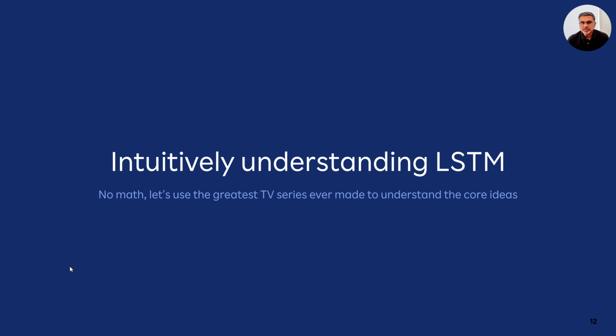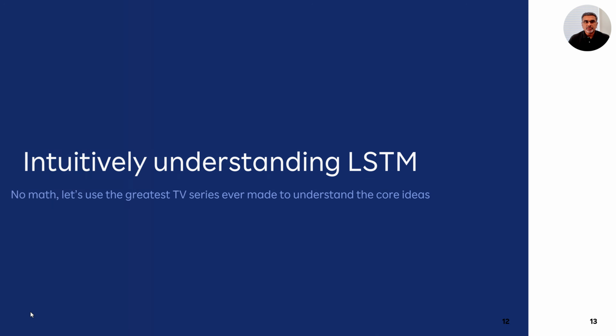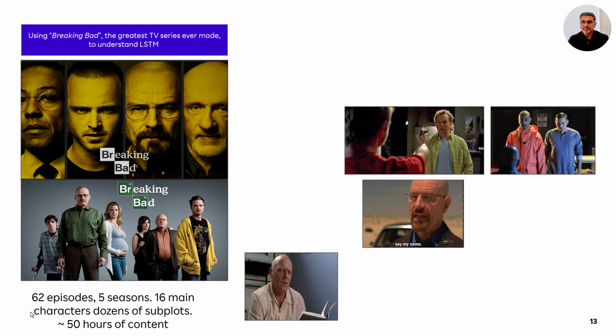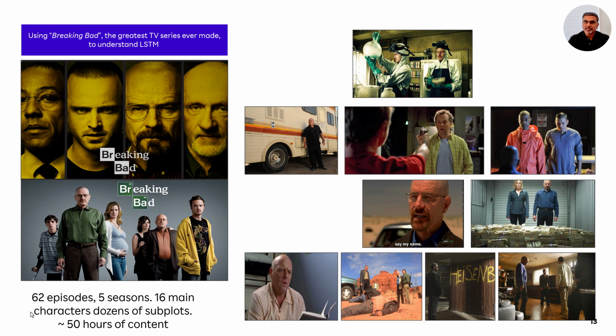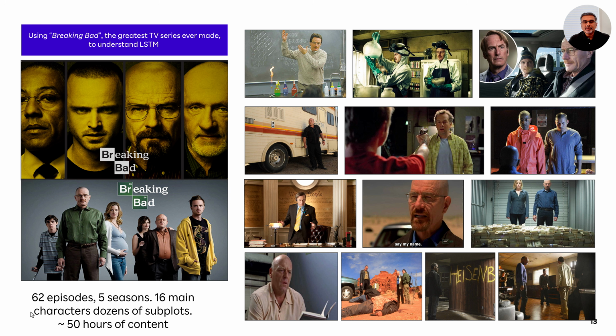And for that, we can use our human brain and how we process long sequences. Once we get an intuitive understanding of that, we can then map that to understanding the architecture of an LSTM as well as the math behind it. So, to do that, I will take a very different approach than the ones used elsewhere to explain how LSTM works. I'll use Breaking Bad, which, in my humble opinion, is the greatest TV series ever made, to help us understand the core concepts behind how our brain processes long sequences. And then we will map that to how an LSTM is designed and how it really works.